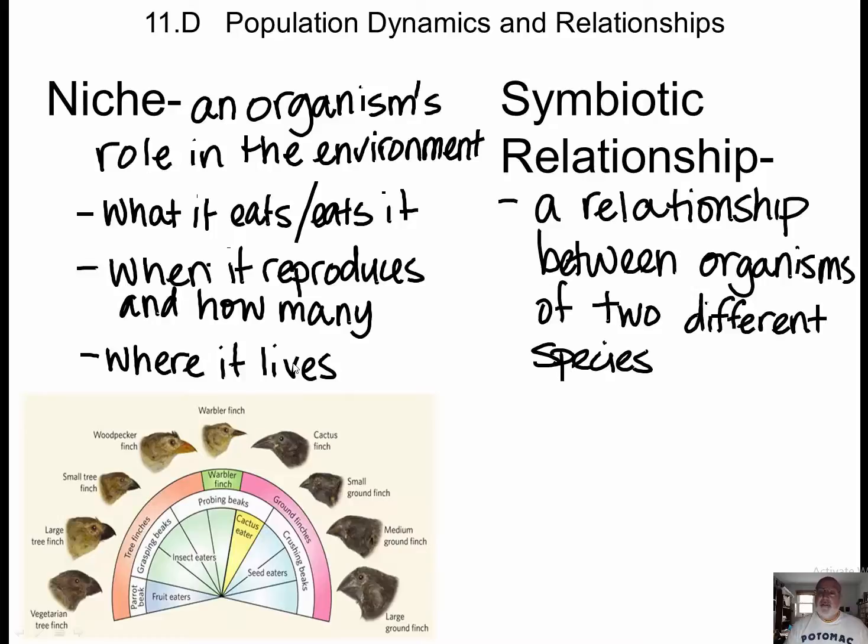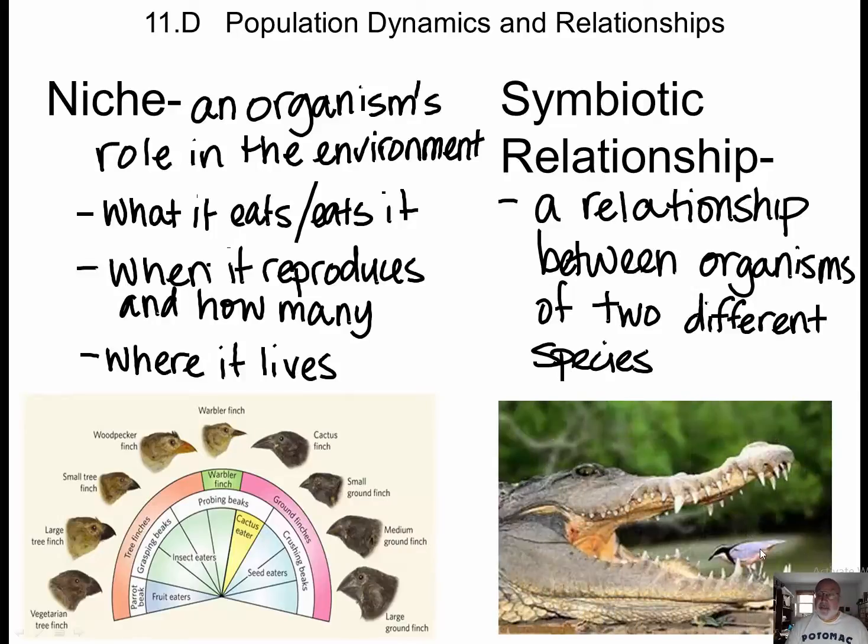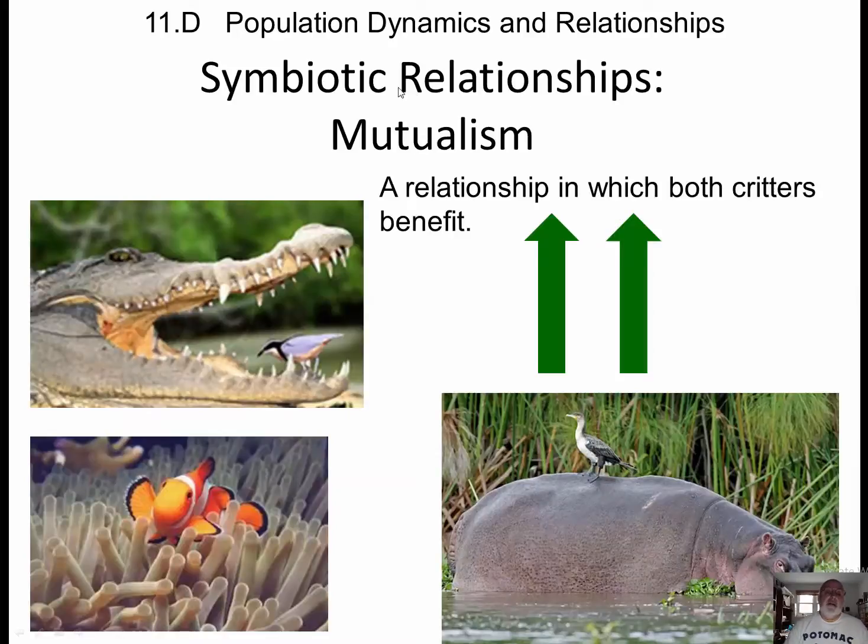And then symbiotic relationship, this is a relationship between organisms of two different species, like this bird and this, I'm not sure if that's an alligator or crocodile. Let's say it's a crocodile. Okay, so symbiotic relationships, there are three types. First one is called mutualism. This is a relationship in which both critters benefit. The bird actually gets to pick the food out between the teeth of the alligator. Alligator knows that the bird is there, lets it come in. It actually benefits the alligator because the teeth stay clean, benefits the bird because they get to eat.